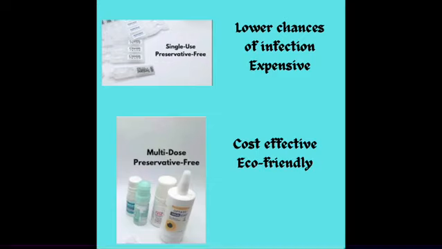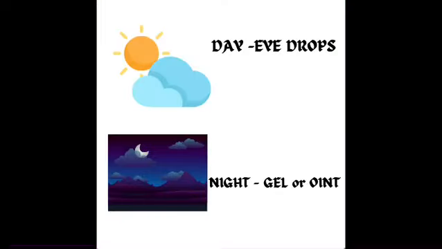Drops are best for daytime use as they don't blur vision. And gels are thicker than drops and they offer longer relief, but they may cause slight blurriness, so it's better to use them just before bedtime. So try lubricating eye drops for work, while reading and for driving.